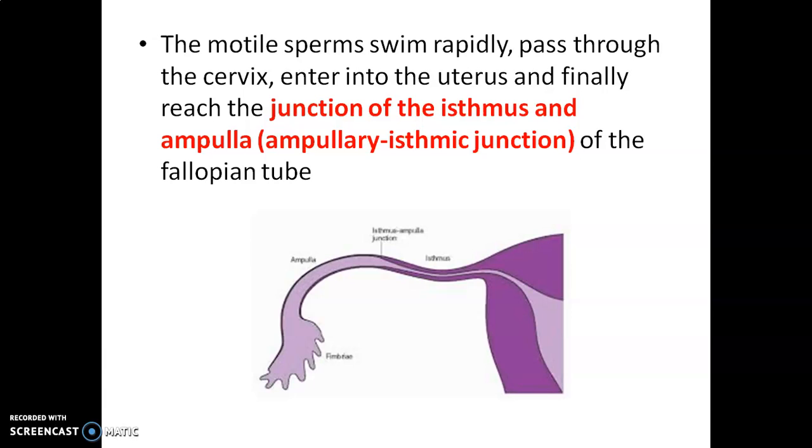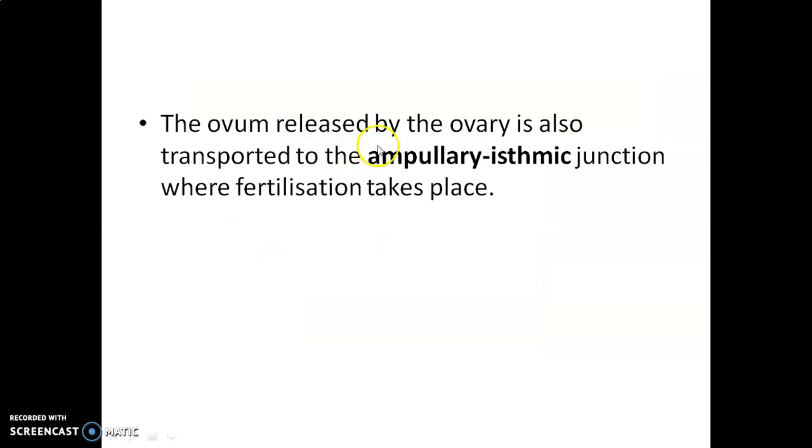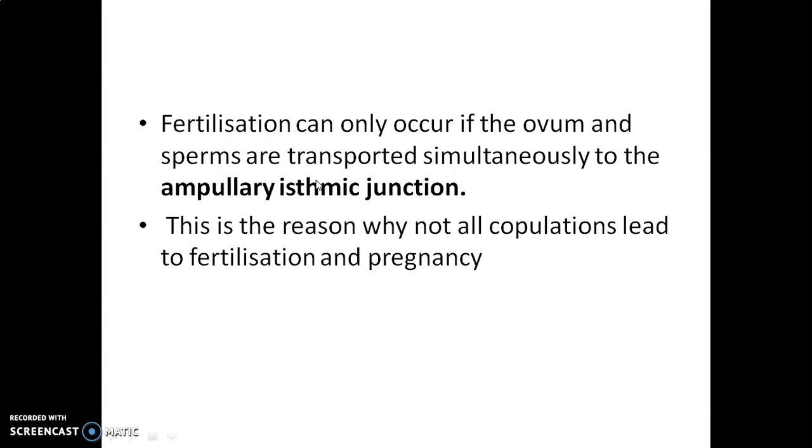And the motile sperm swim rapidly, pass through the cervix, enter the uterus and finally reach the junction of isthmus and ampulla. This junction we call the ampullary isthmic junction of the fallopian tube. See, the junction is denoted here. And the ovum released by the ovary is also transported to the ampullary isthmic junction, where fertilization takes place.